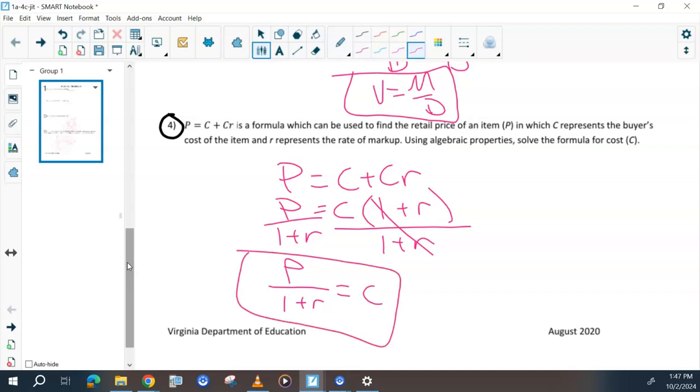Where'd you get the 1? C divided by c is 1. Other questions?